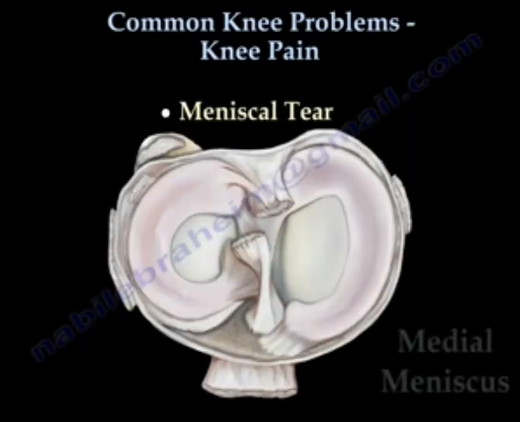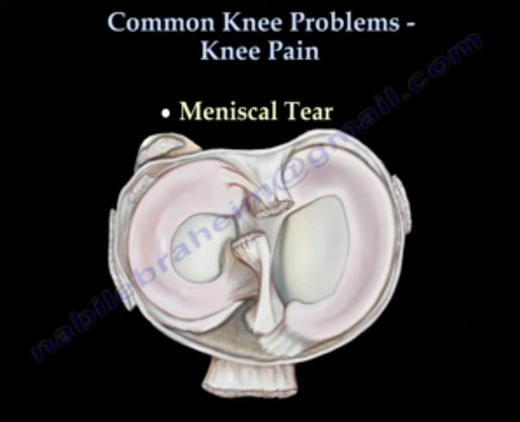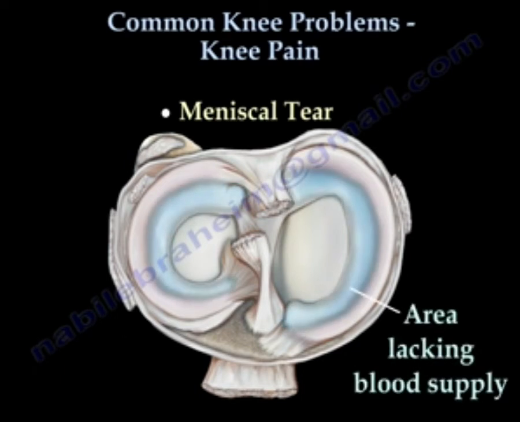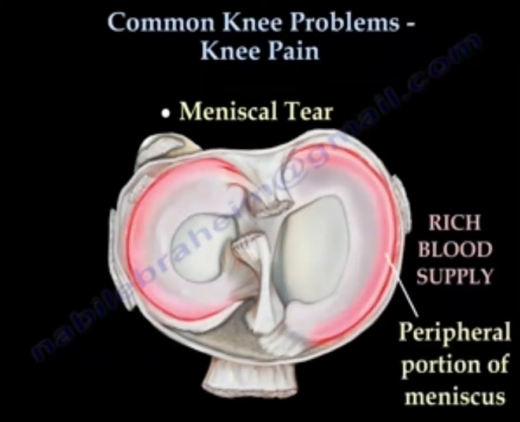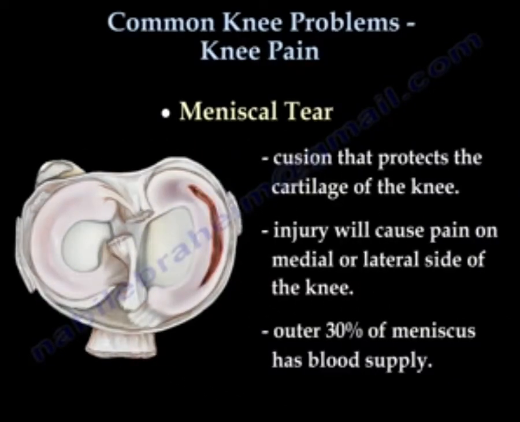Meniscal tear. This is a medial meniscus and this is a lateral meniscus. The inner part of the meniscus is lacking blood supply and this area cannot heal by itself. The outer area of the meniscus is rich in blood supply. If there is any peripheral tear in this area and the tear is sutured, it can heal. The meniscus is the cushion that protects the cartilage of the knee.